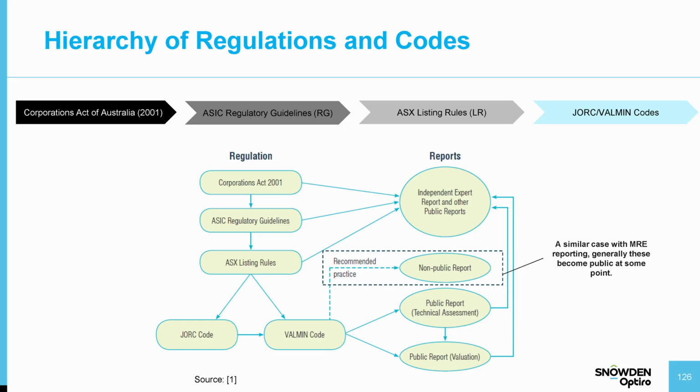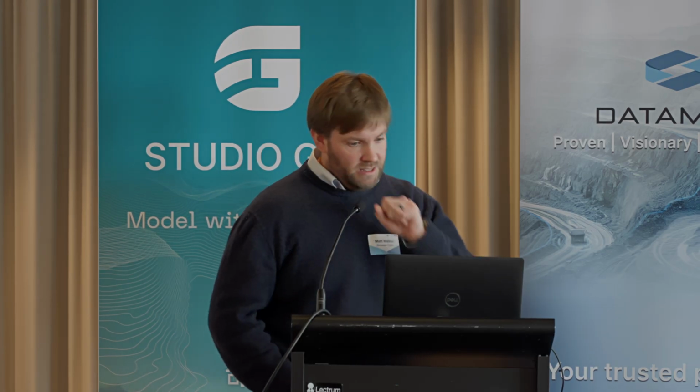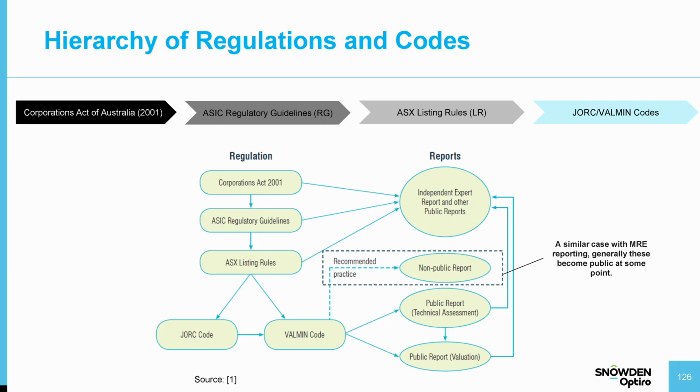And there are two specific types of public report that generally come out of the VALMIN code. We have public reports in a valuation space, or public reports in a technical space. And then additionally we have non-public reports. So this might be where companies are doing their own DD behind closed doors, assessing targets and bids. But the guidance of the code itself generally expects you to work within the VALMIN code framework; best practice would see that.